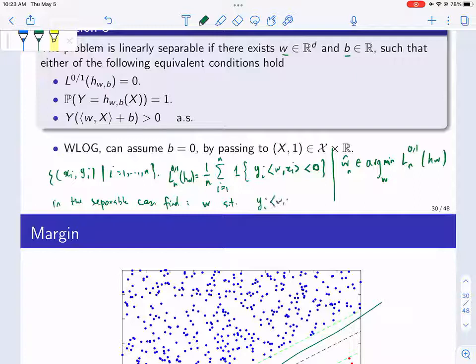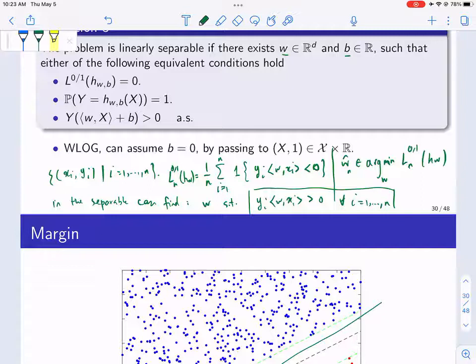y_i w^T x_i is bigger than or equal to 0 for all i = 1, 2, and so on. Right, so you can do bigger than 0 if you want. If I can find some w such that this holds, then the empirical 0-1 loss would be 0, and I can't do better. So that would be the solution.